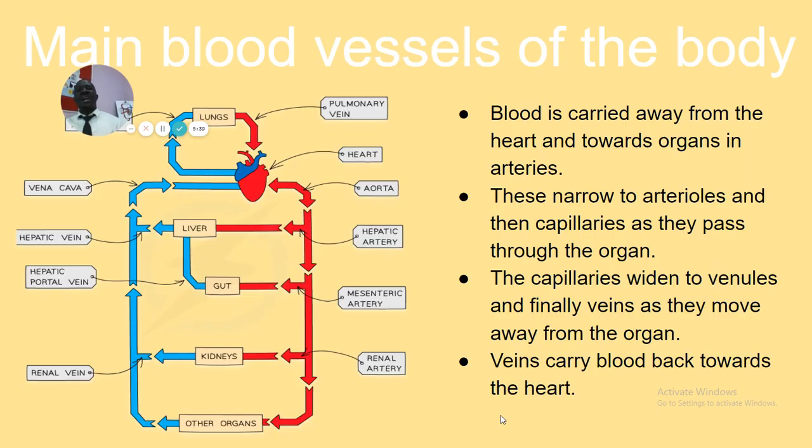So if you look at the main blood vessels of the body, blood is carried from the heart and towards the organs in arteries, and these narrow to arterioles, then capillaries as they pass through the organ. Then the capillaries widen to venules, and finally veins, and they move away from the organ. So veins carry blood back towards the heart. So this is what you should know.